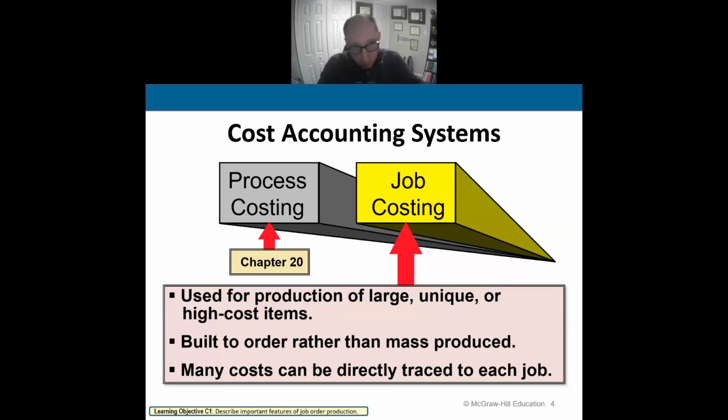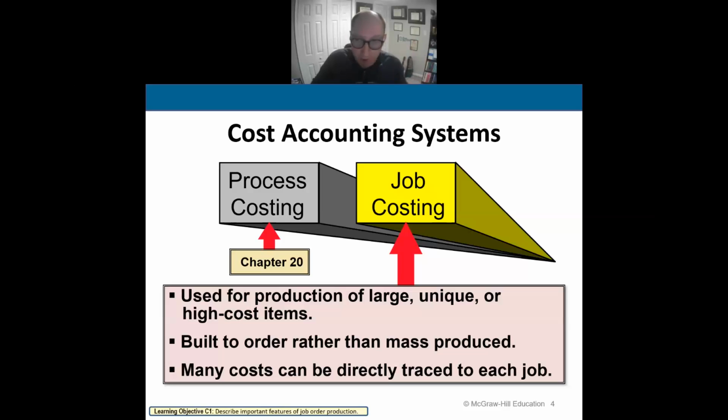Next week, we will talk about process costing. Job costing is specific to the customer. Process costing is continuous. Job order is specific to the customer: large, unique, high-cost items, like a car, for example. Process costing is continuous, regardless of customer order. Here's an example. In job order costing, we might manufacture a car or a bunch of cars for one customer, for one order.